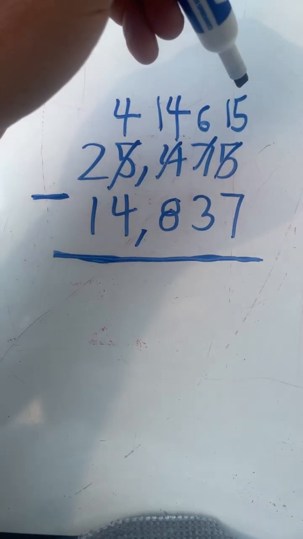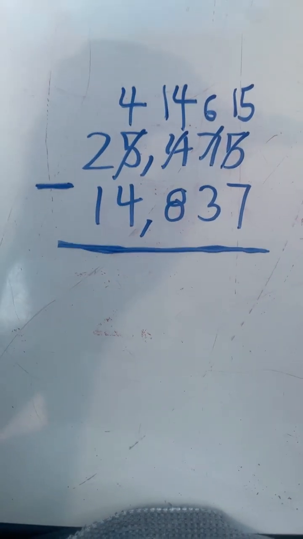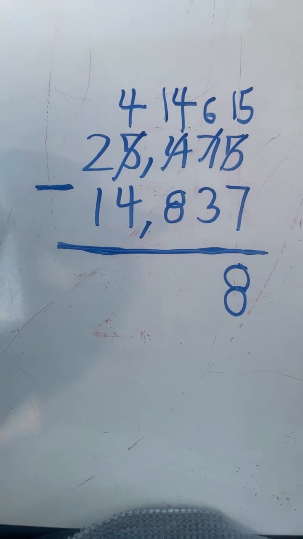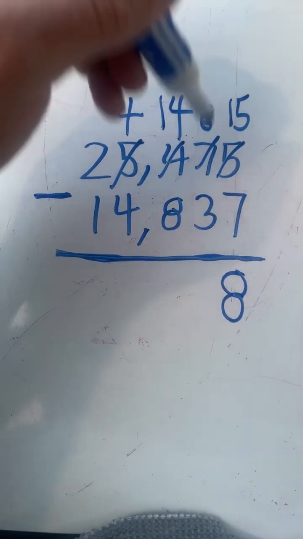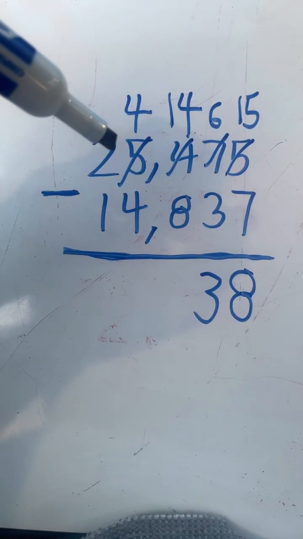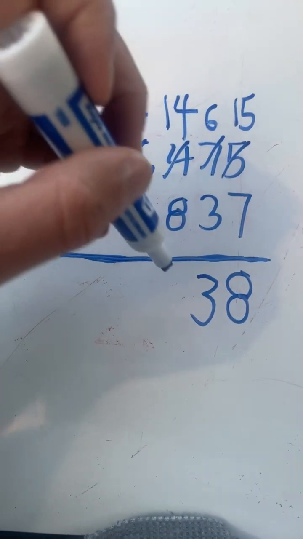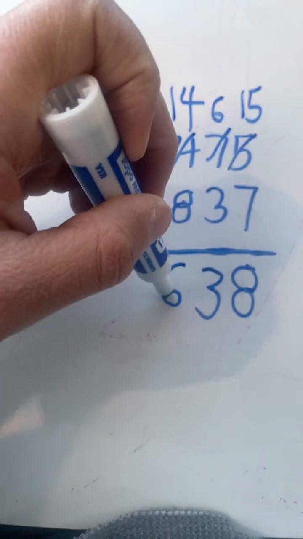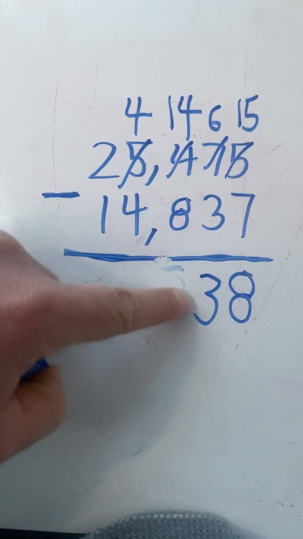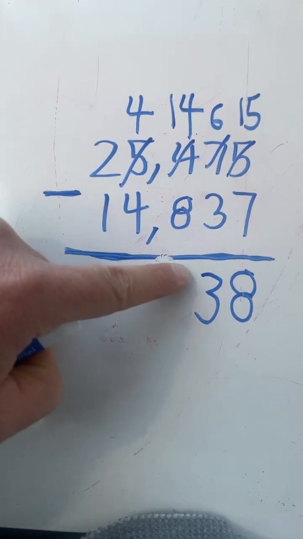So we're going to start in the ones place now. When we subtract, we always start in the ones place. 15 minus 7 equals 8. 6 minus 3 equals 3. 14 minus 8 equals 6. Let me make that 6 a little bigger so it lines up. It doesn't look odd.